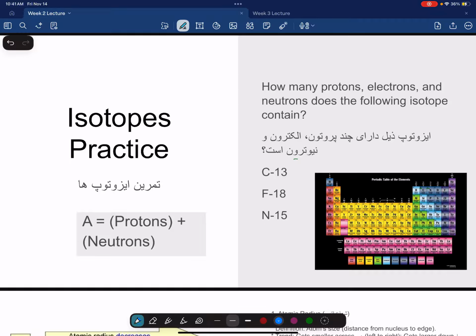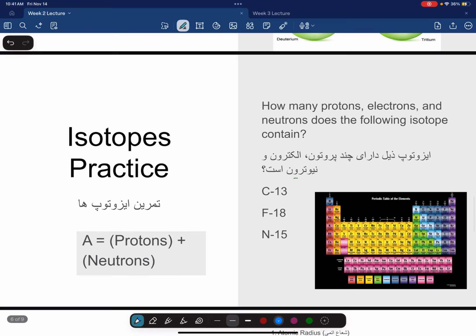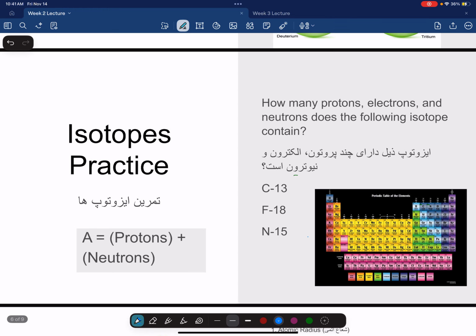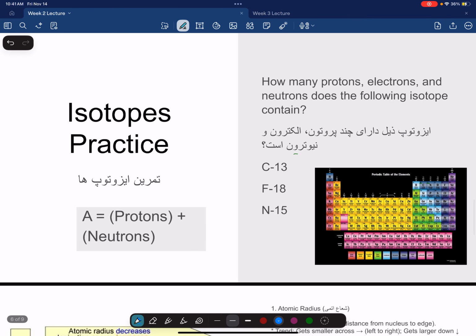So if you want, you can now pause this video and do fluorine and nitrogen as well. Okay, so now that you came back from that, we're going to do fluorine and nitrogen for practice.